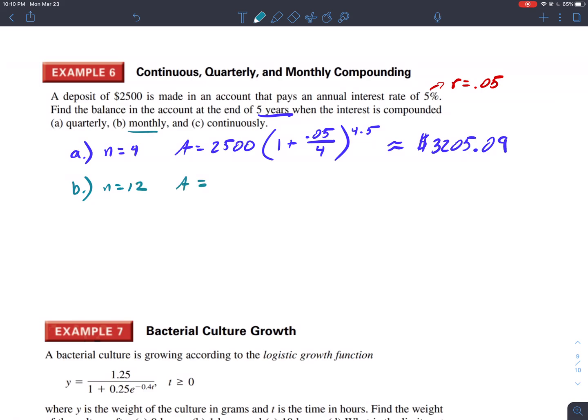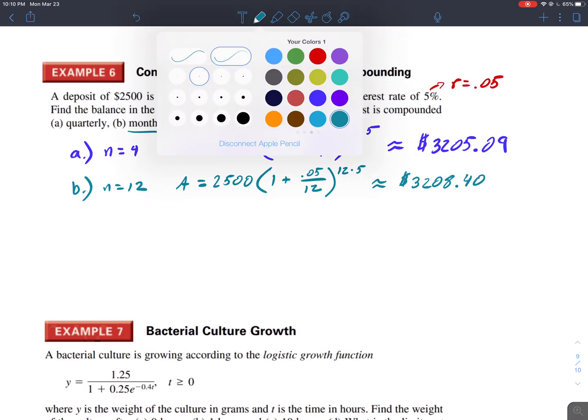All right. In B, if we're doing it monthly, then n is 12. The amount is 2,500 again, times 1 plus the interest rate 0.05 divided by 12, all raised to the 12 times 5, 12 times a year for 5 years. And that number comes out to, we're compounding interest more frequently, so there should be some more money, and it is just a little bit more, $3,208.40 when you round.